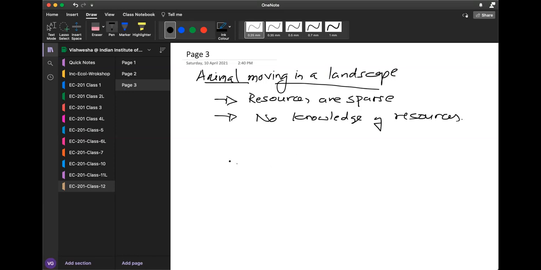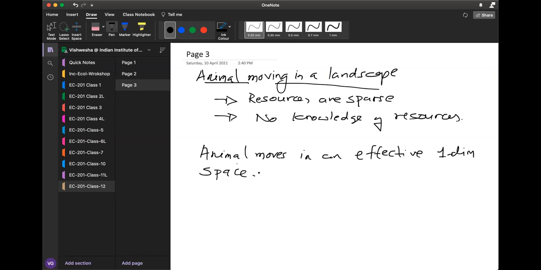So let's assume for the sake of simplicity that the animal movement can be restricted to one-dimensional space. It's not a necessary condition, by the way. It's only for algebraic simplicity in the class today. And in fact, this does happen. Can you think of real instances when this is true, when this is a reasonable approximation?